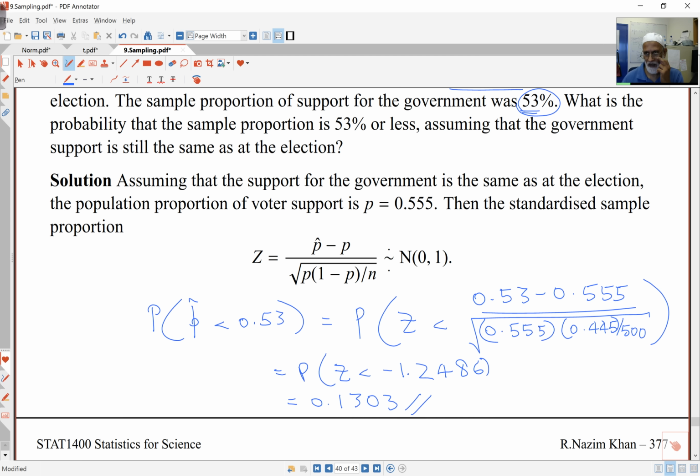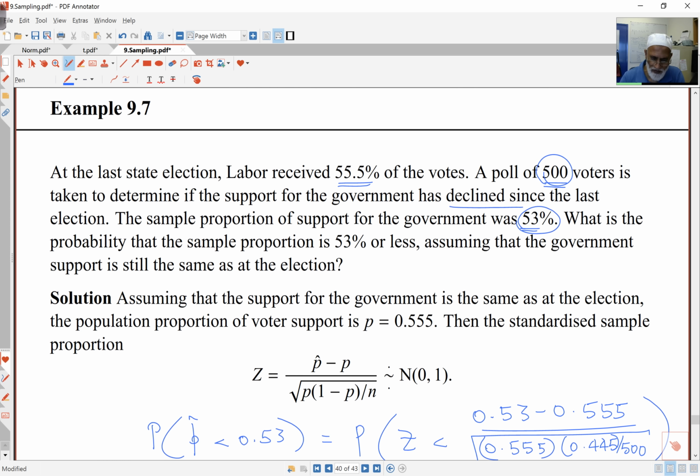About 13% of the time I'll get a sample proportion less than 53%, even if the government is staying at the same popularity. So here a sample of 500 gave me a decline, if you like, in the sample itself of a bit more than 2%, 2.5%. But that's still within what we call sampling error. In other words, my sample contains error, and I've quantified the error in this case. And so this decline isn't real. It's part of my sampling error in one sense. In other words, the population proportion of voters can still remain 55.5%, but my sample can have some variation, and this is within that variation.